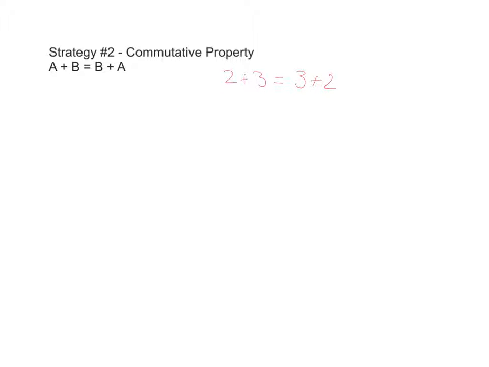Now here's a quick rule. This works for adding, this works for multiplying, but it does not work for subtraction, and it does not work for division. So please remember that. But whenever we're adding, and so in this case adding integers, if we have 2 plus 3, we can write it as 3 plus 2. Well, why might you want to use that?